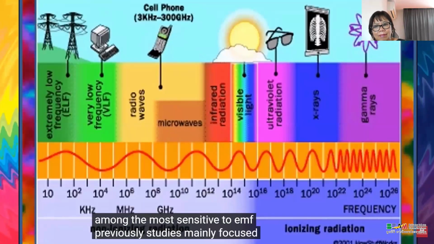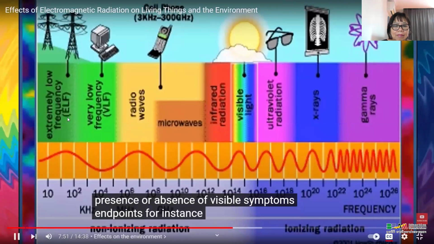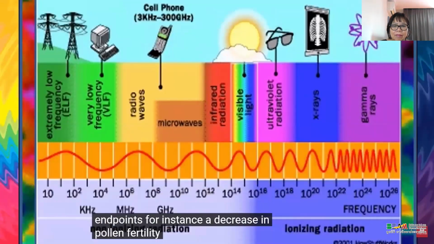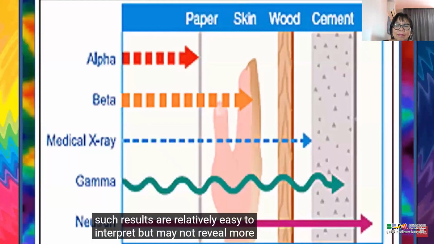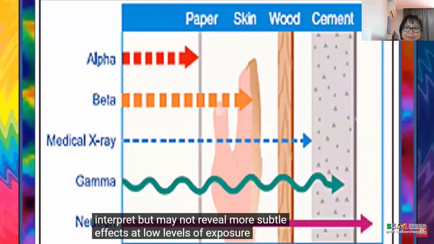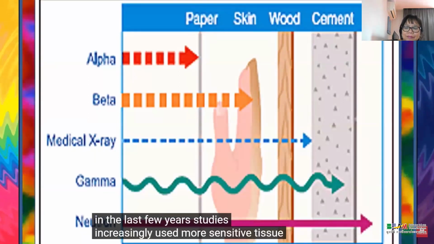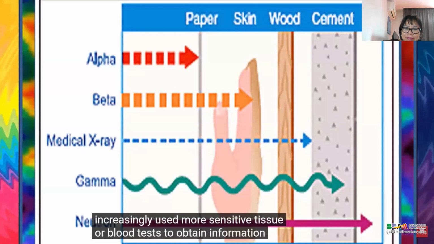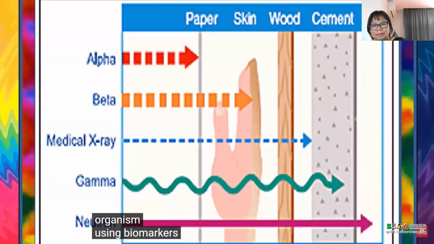Previously, studies mainly focused on the presence or absence of visible symptoms, endpoints, for instance a decrease in pollen fertility. Such results are relatively easy to interpret but may not reveal more subtle effects at low levels of exposure. In the last few years, studies increasingly used more sensitive tissue or blood tests to obtain information about specific processes within the organism, using biomarkers.